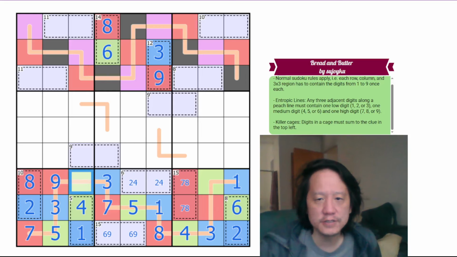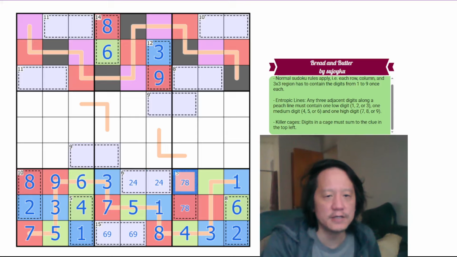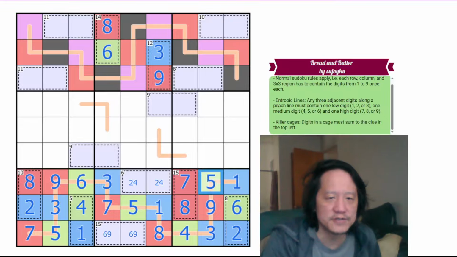So this is 6 here as the last mid. 8 eliminates 8 here, so it's 7 and 8. That leaves this as 9, and this is 5. Okay.